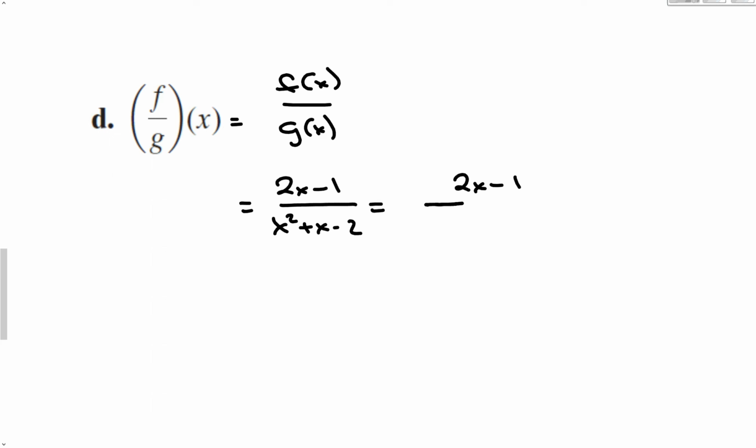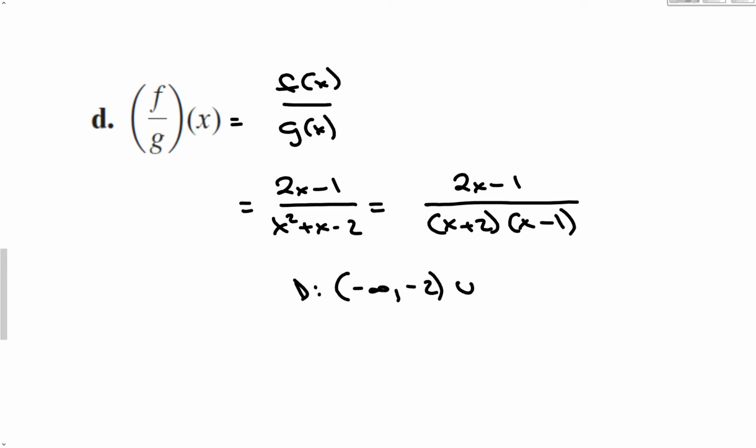So when I factor this, I get (x plus 2)(x minus 1), which means that in the denominator, x cannot be equal to -2 or +1. Okay, because both of those would make the denominator equal to 0. So that means the domain, this is done. This is my function. Nothing cancels. Okay, all I need now is to list the domain, and the domain is going to be from -infinity to -2 union -2 to infinity.